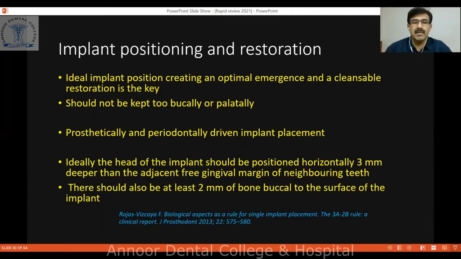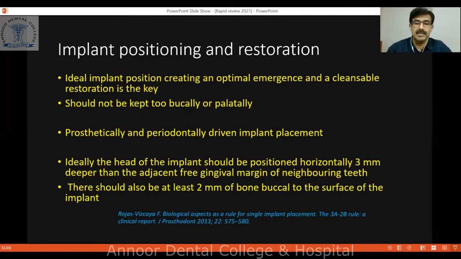When you look at implant placement, it should be in an ideal position. The head of the implant should be around 2 to 3 to 4 millimeter from the neck of the adjacent tooth. There should be a distance of 1.5 mm between the tooth and the implant. And if you're placing two implants, there should be a minimum of 3 millimeter gap. If that is not taken care of, there is always a chance of developing peri-implantitis.